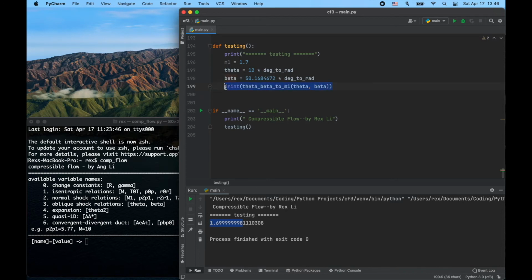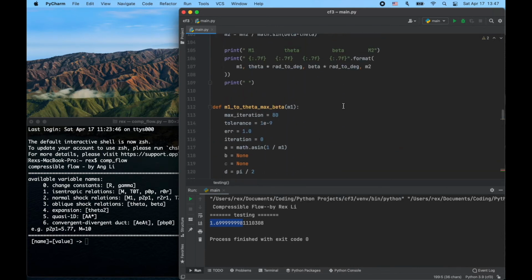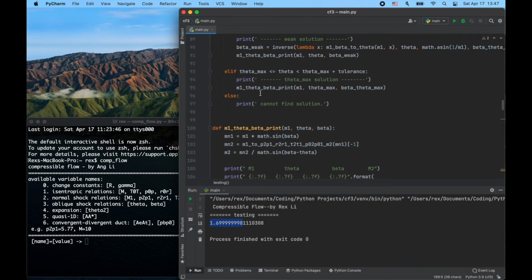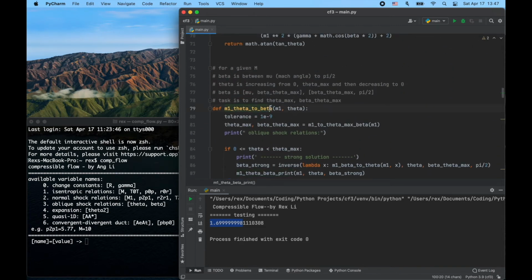Okay, let's go back and do a little more than just printing this. For all of the three cases, which one is the most frequent? This one is more natural. So we know the incoming Mach number, we know the deflection angle, and we don't know the beta value, the wave angle, the shock wave angle.